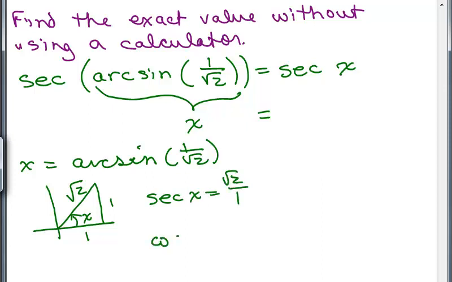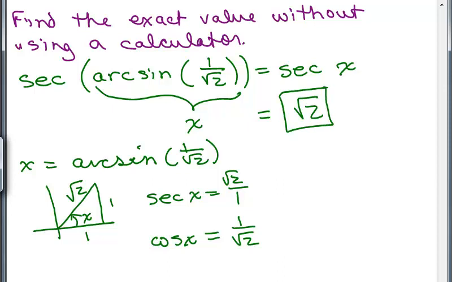Or some people figure out what the cosine is and take the reciprocal. If you look at this picture, the cosine is 1 over square root of 2. So then the reciprocal would be square root of 2 over 1. So what's my final answer here? What's the secant of arc sine 1 over square root of 2? It's really just square root of 2. So that is my answer.